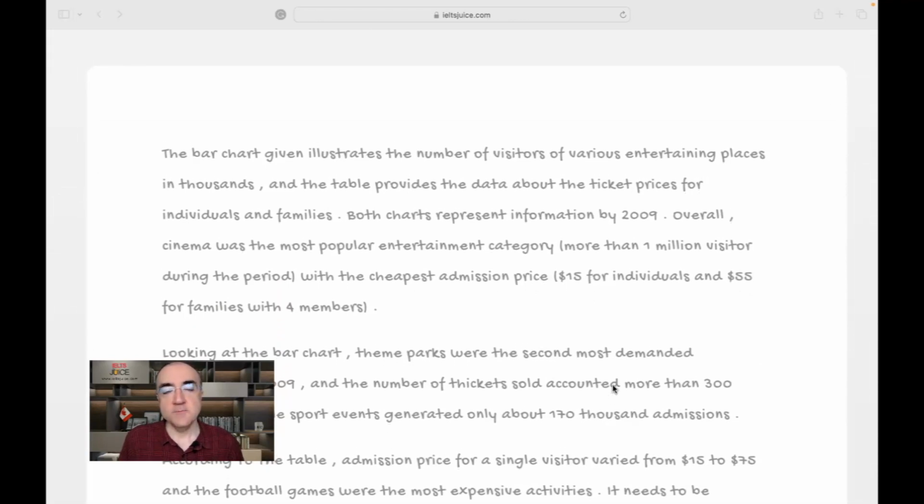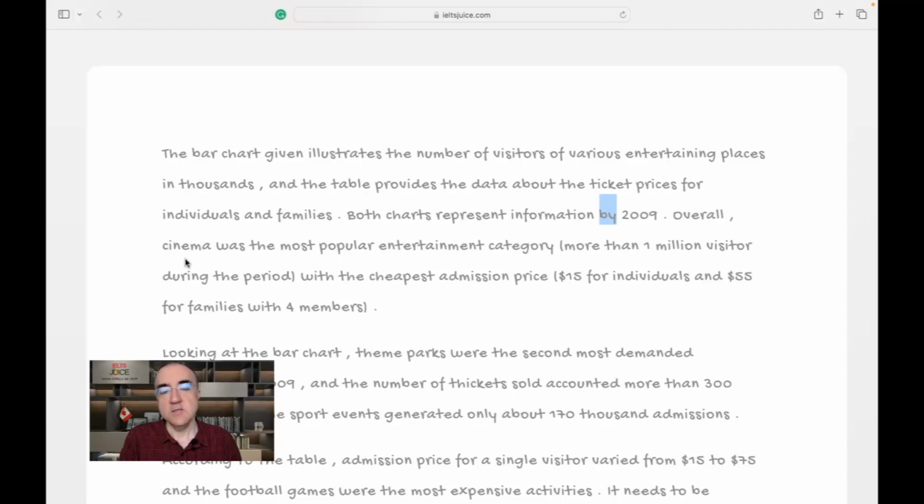The bar chart given illustrates the number of visitors of various entertaining places in thousands, and the table, correct use of comma here, with and the table provides the data about the ticket, that's better. We don't need this first there. But the ticket prices for individuals and families. Both charts represent information in 2009. That would be a better preposition here.